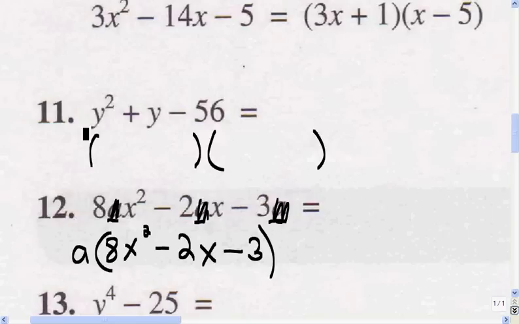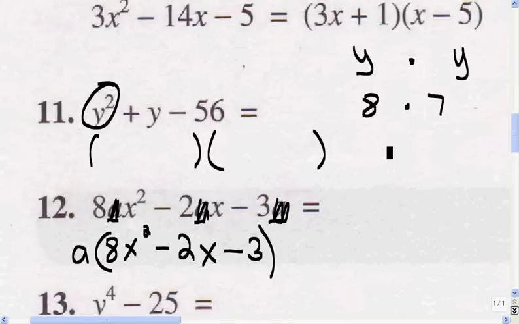So I look to see if there are any common terms, any common factors. There aren't. And then I factor the first term, but I write all the factors of the first term up here. So the factors of y squared are y and y, because y times y gives me y squared. And then I write all the factors of the third term. I forget about the middle term for now. So I write all the factors of the third term. 8 times 7 equals 56, and 56 times 1 equals 56, and 28 times 2 equals 56. Okay, so those are all the factors of 56.